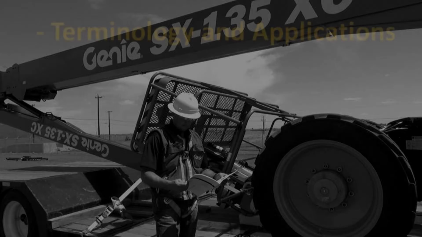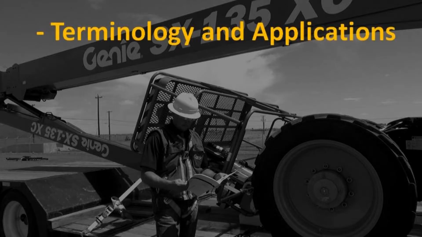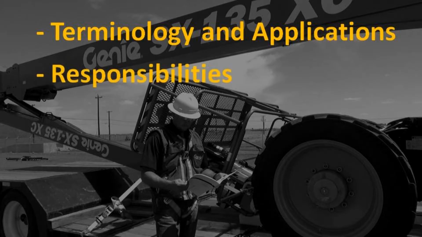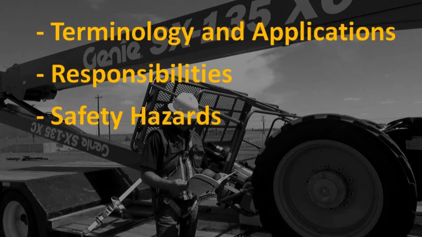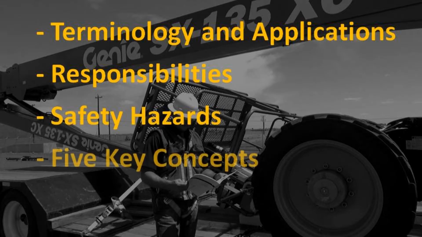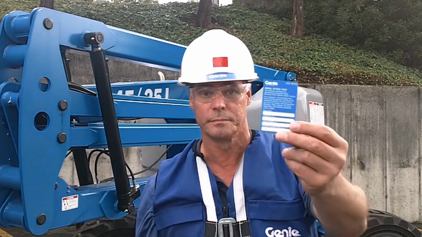Section 1 covers the terminology and applications of the various types of MEWPs. Section 2 deals with the responsibilities of all parties associated with the operation of MEWPs. Section 3 deals with learning how to identify and avoid safety hazards. In Section 4, we discuss the 5 key concepts of safe machine operation. And finally, in Section 5, we'll review what you need to do for your proficiency demonstration to become a qualified mobile elevating work platform operator.